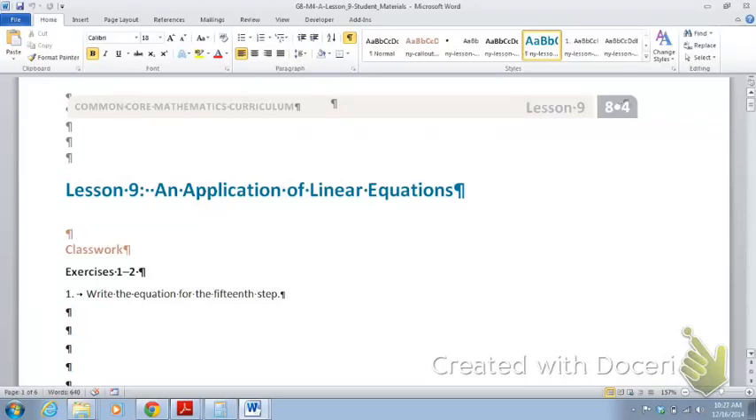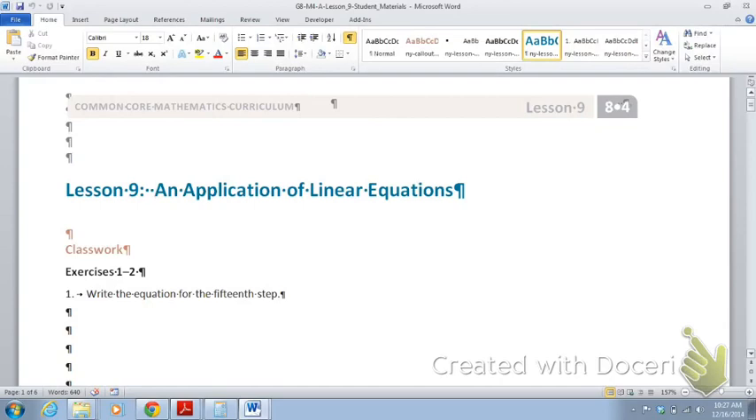Okay, welcome to lesson 9 of module 4. We're still talking about linear equations. This lesson is going to give you a chance to really apply linear equations. There's no new information here, but just lots of practice. But just a couple words before we start.